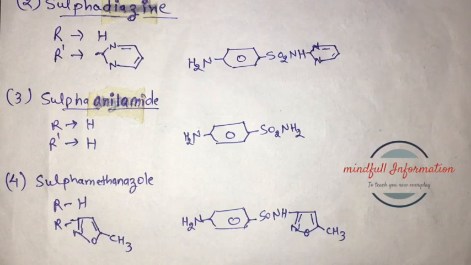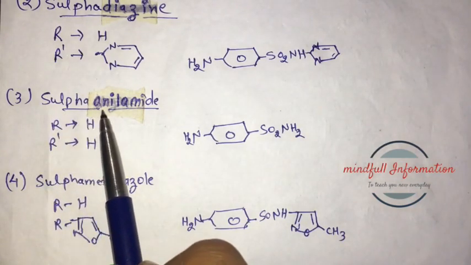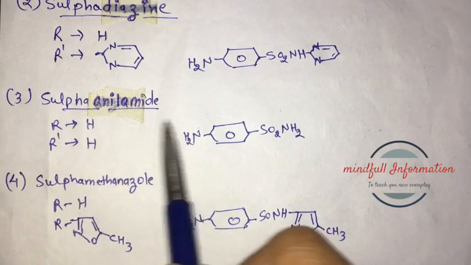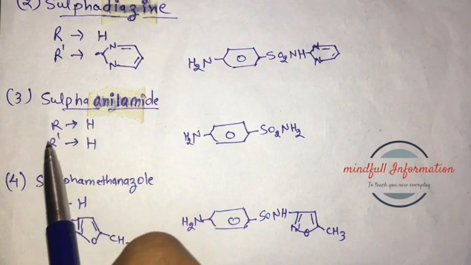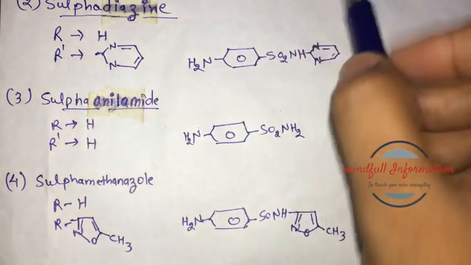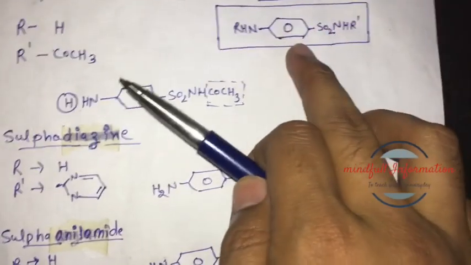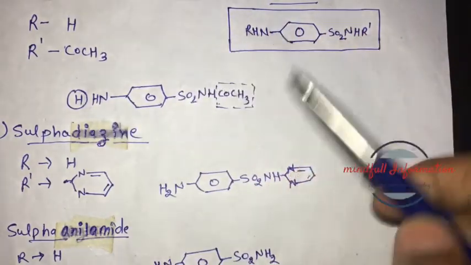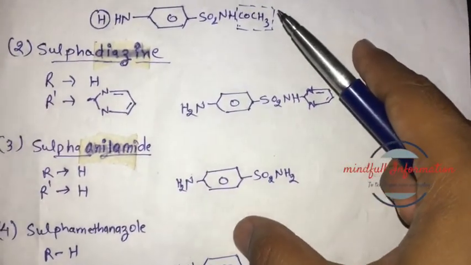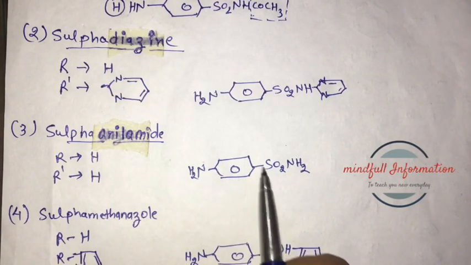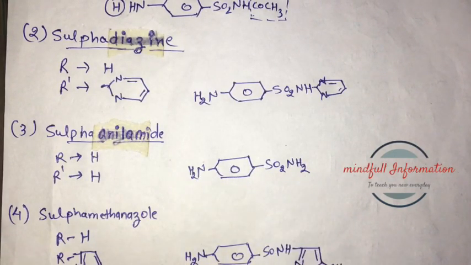Now third is sulfanilamide, in which here we have R and here R1. We will take the same basic structure that we use in all of these and here we will put R and R1, then we find the structure which is NH2, benzene ring, SO2NH2.